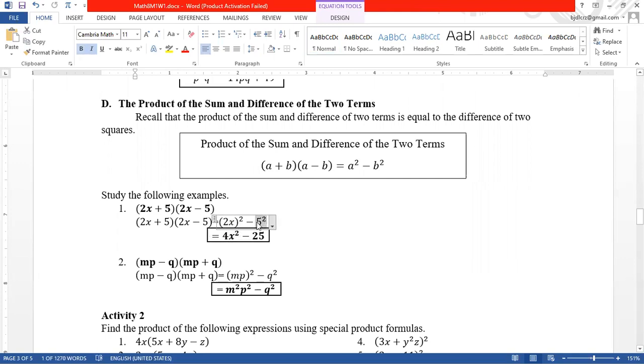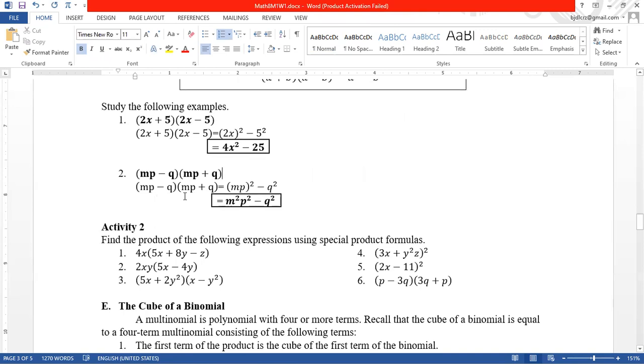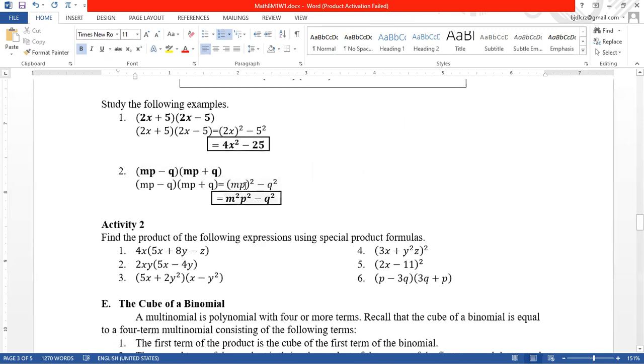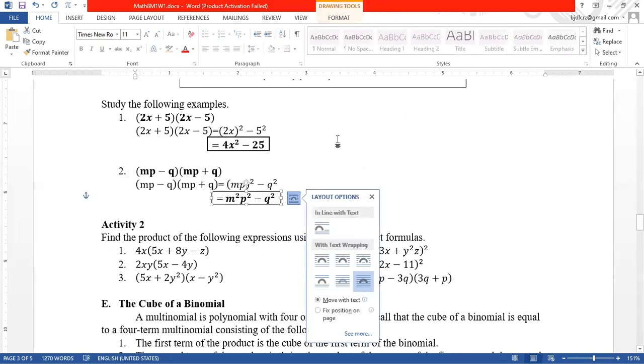And the last term is 5 squared. So 5 times 5 is 25. So we have here 25. Since the sign is negative, copy the negative sign. So the final answer is 4x squared minus 25. Another example, mp minus q multiplied to mp plus q. Same process. Square the first term. mp raised to the power of 2 minus square of the last term, which is q. Q squared. So distribute the exponent 2 to m and p. So m squared times p squared minus q squared. So that is the answer of the second example.